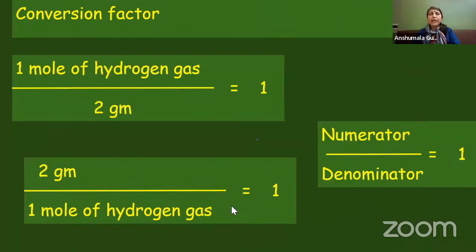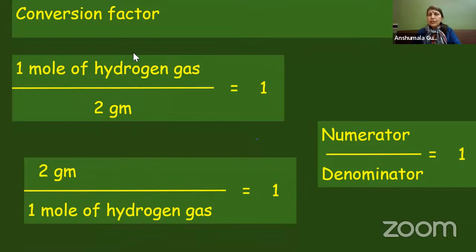So here's an example. Two conversion factors are shown. For example, 1 mole of hydrogen gas. Hydrogen gas is H2. So when 1 mole of hydrogen gas is put in the numerator, the denominator is 2 grams.